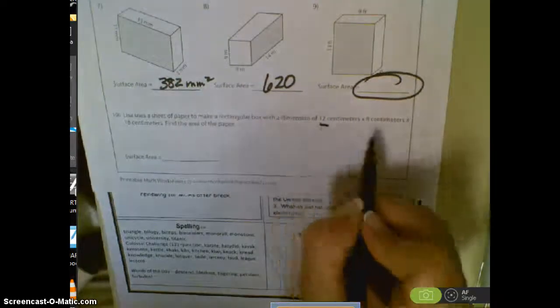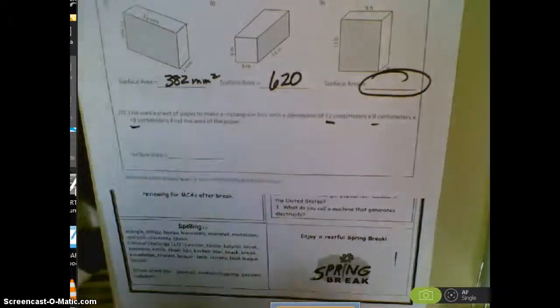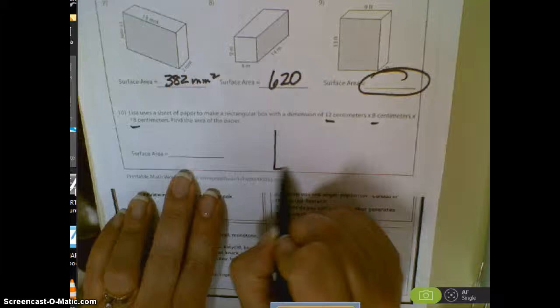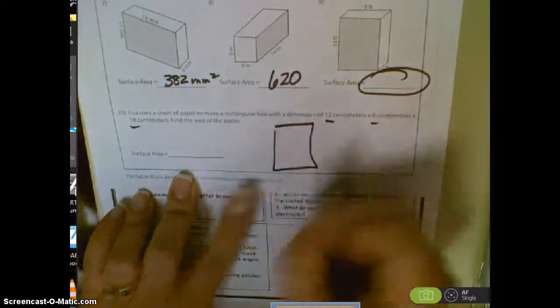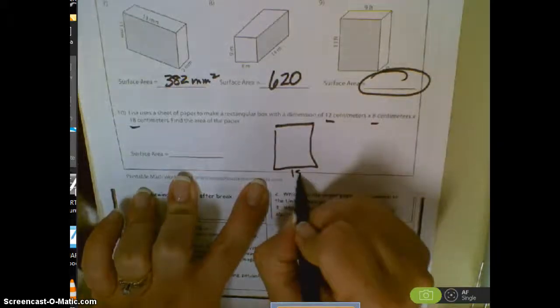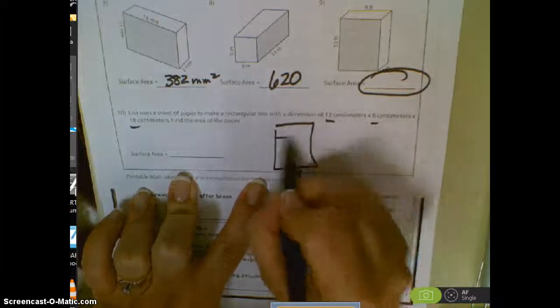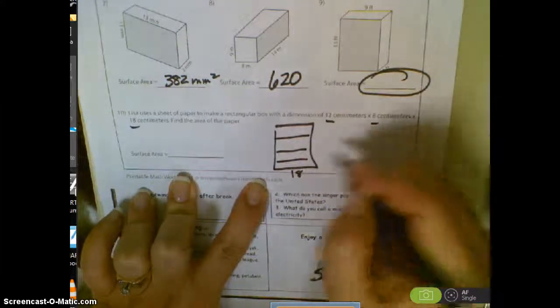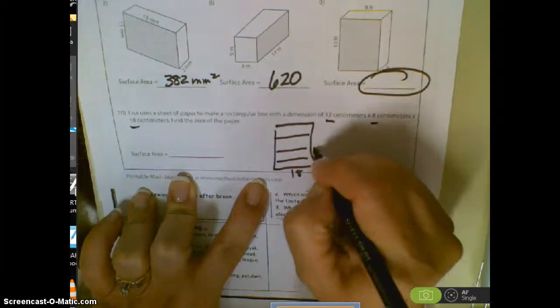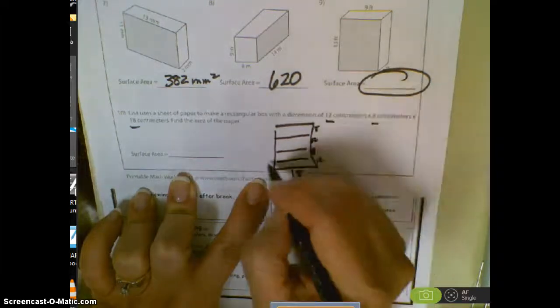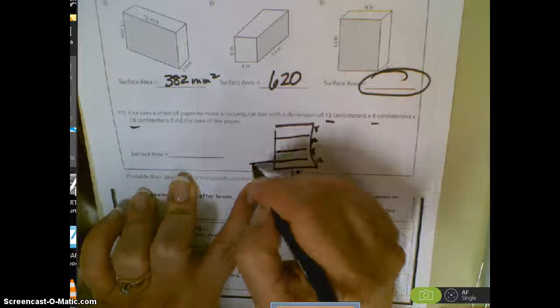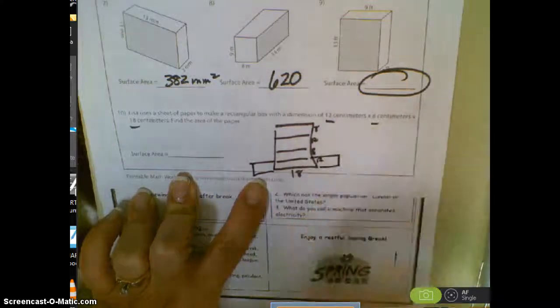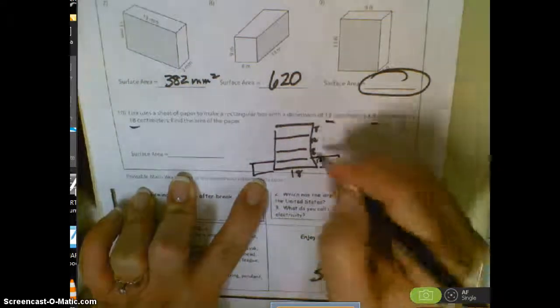Lisa uses a sheet of paper to make a rectangular box with the dimensions of 12 by 8 by 18. Draw yourself a picture and find that surface area just like we've been doing. You draw the picture this time. You know what the dimensions are. 18. 18, and we've got some 12s and 8s on the side. 12, 8, 12, 8, and then we've got our little pieces on the end that we don't want to forget about. And those will be 12 and 8.